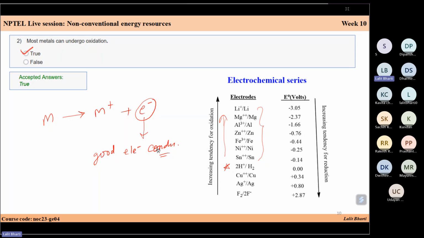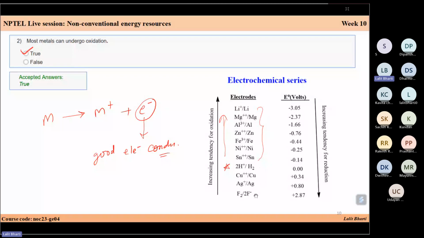From the very first definition of a metal from your school days, a metal is basically something which can undergo oxidation and has good electronic conductivity because it has free electrons in it. This is the first definition of metals. Also, if you see in the electrochemical series, most of the metals are on the upper side of the hydrogen level, so they can easily undergo oxidation.